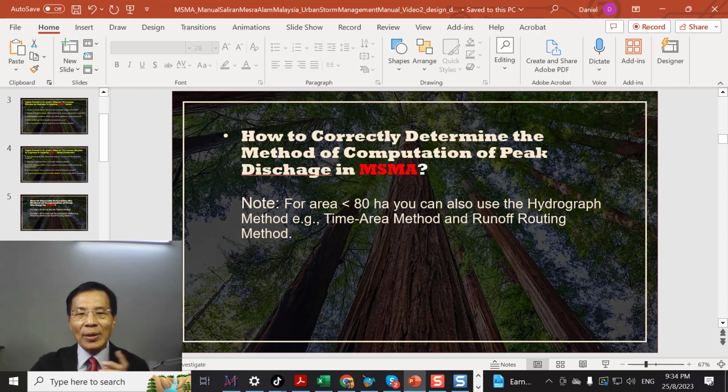But take note that for area less than 80 hectares, you can also use the hydrograph method. It's not only for area more than 80 hectares. For less than 80 hectares, you can also use the hydrograph method.